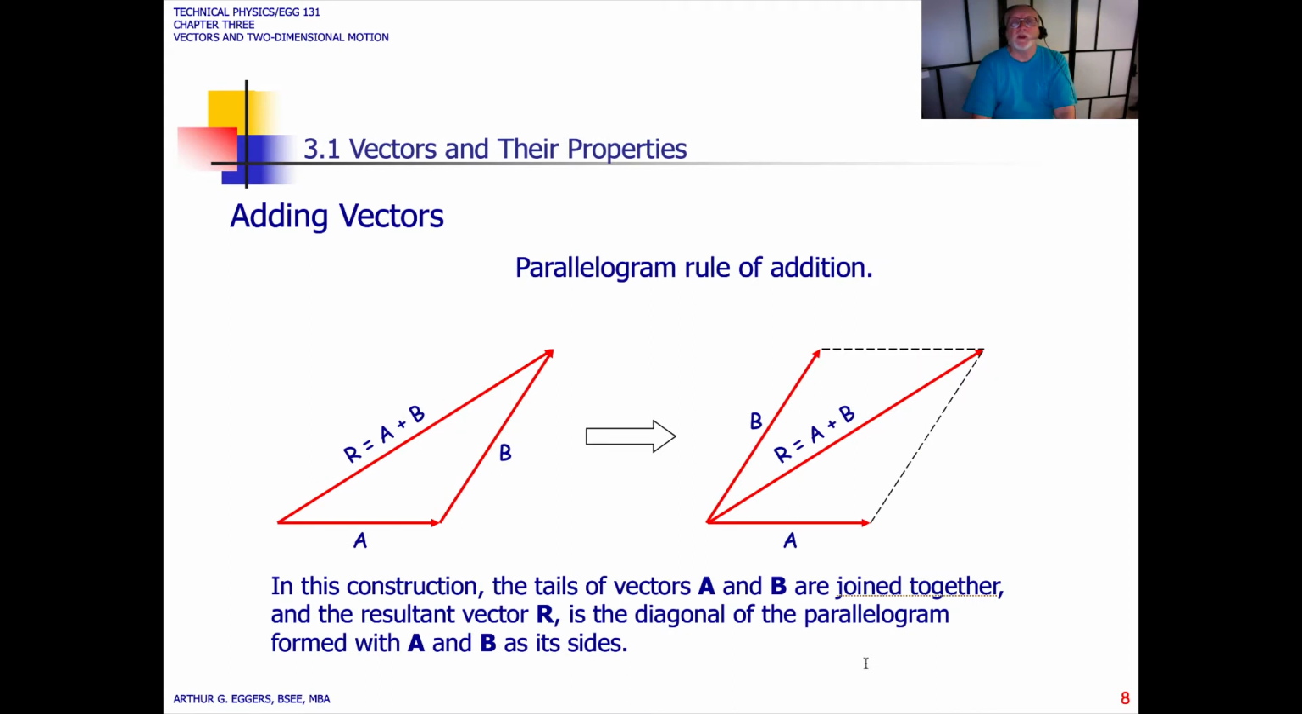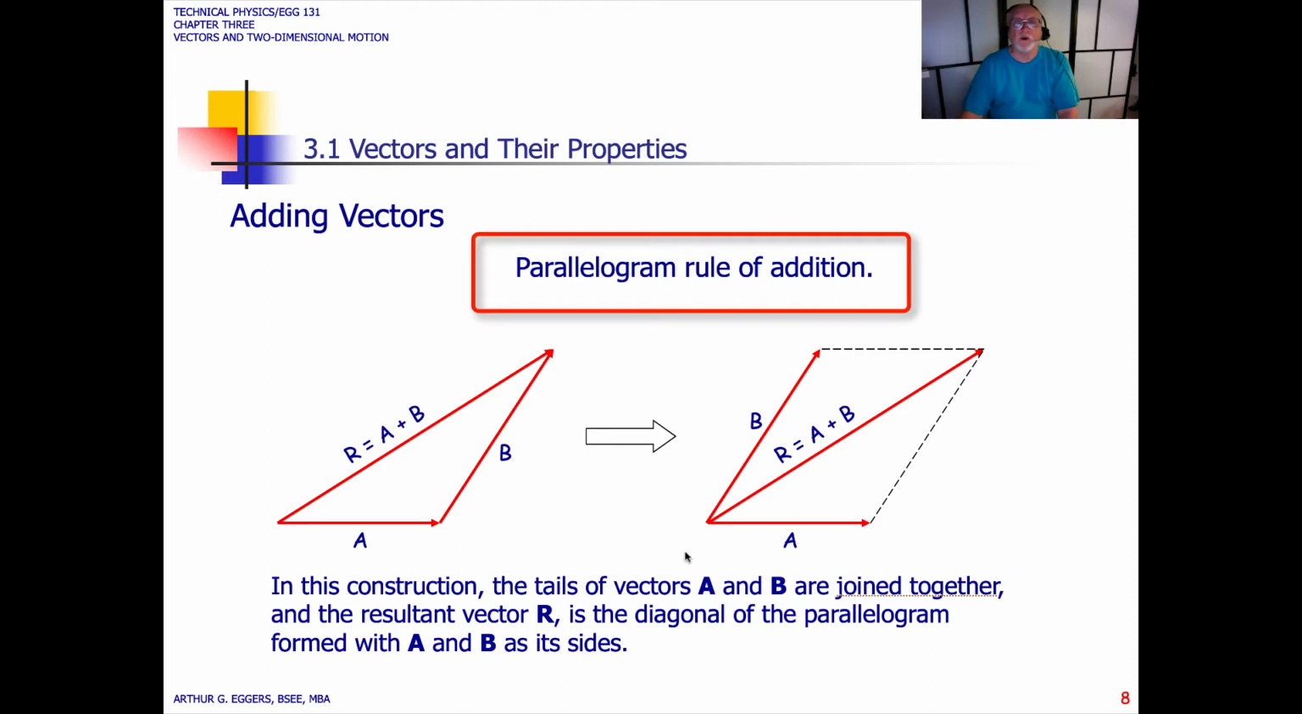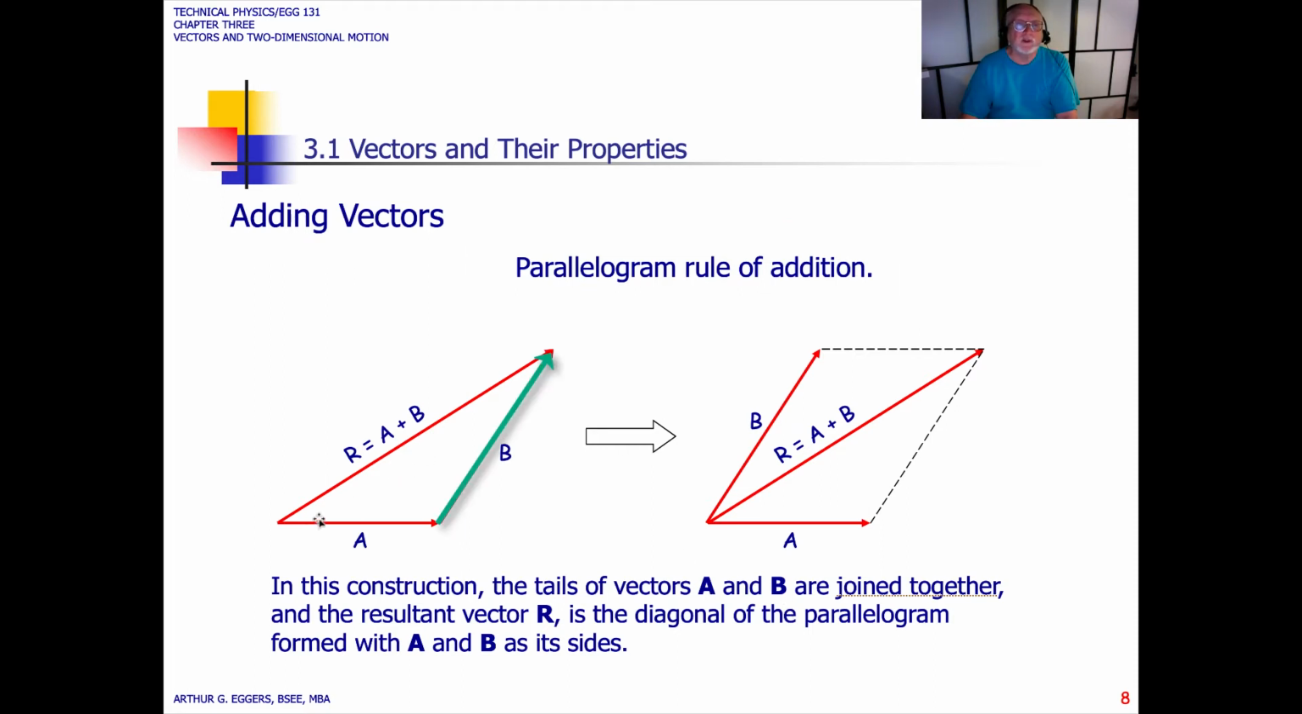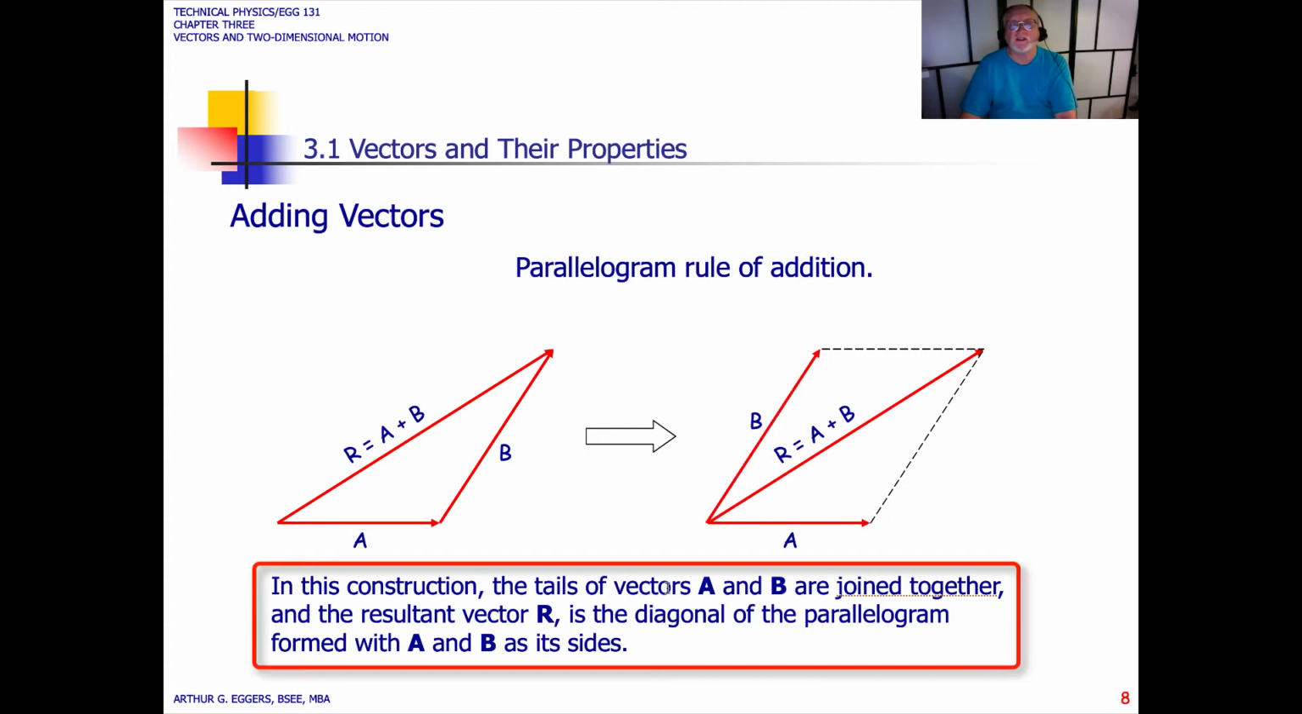The other rule that we look at is something called the parallelogram rule of addition. You'll notice what we did here is we took our original problem, A and B, and we took the B vector and moved it parallel to itself with the tail along the A vector. So in this construction, the tails of vectors A and B are joined together, and the resultant vector R is the diagonal of the parallelogram formed between A and B and its sides.